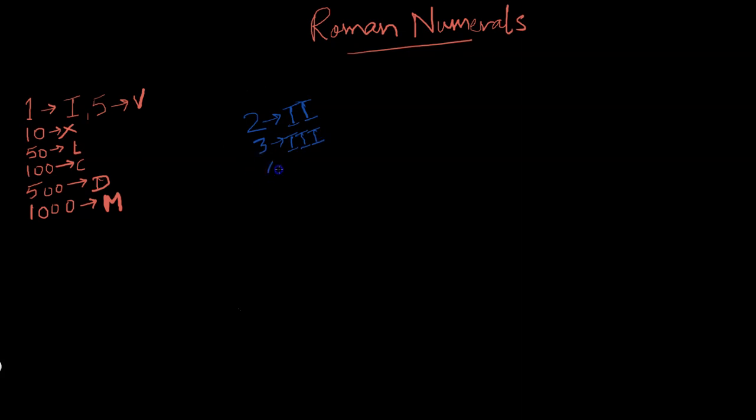What about number 4? It's a bit tricky. I can't do this like 4 I's, right? Why? Because the people who designed the system don't want you to use more than 3 identical symbols together. So instead, I'm going to go 1 up, which is 5, and then subtract 1 from it. I have this V here, which represents 5, and if I take 1 out of this 5, I get 4, because 5 minus 1 is 4.